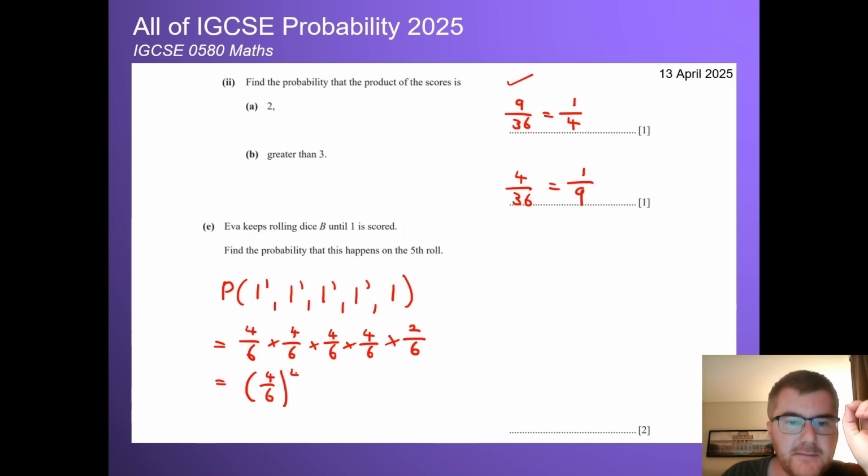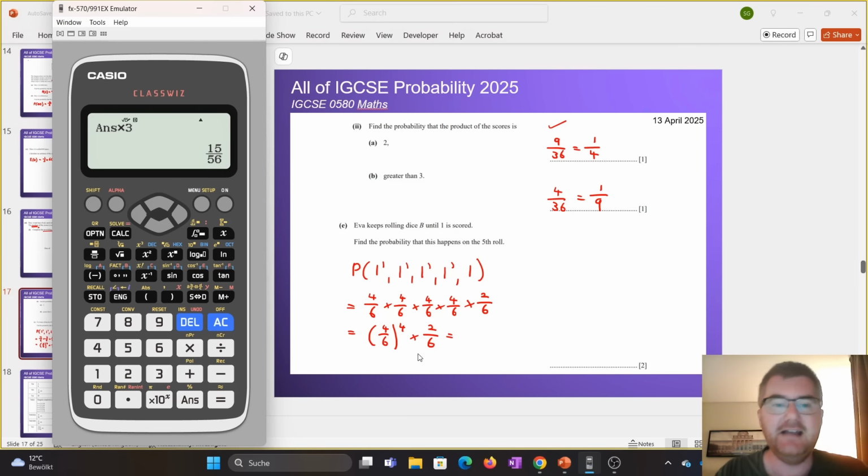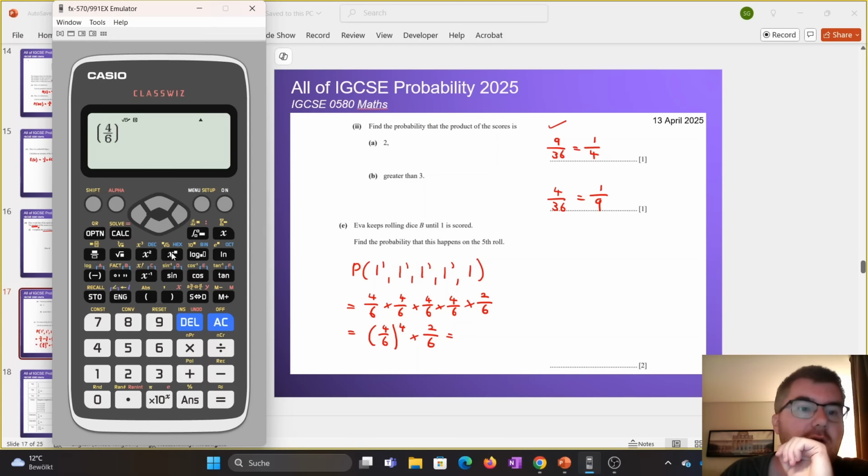So 4 out of 6 to the power of 4, because we have 4 times of it, and then 2 out of 6. So this is something I can certainly not do in my head, so I'm going to go to my calculator. Gives me an opportunity as well to show you where the power button is. So 4 out of 6. Close bracket. Now we press this button here, so x with a little square. That means to the power of 4.